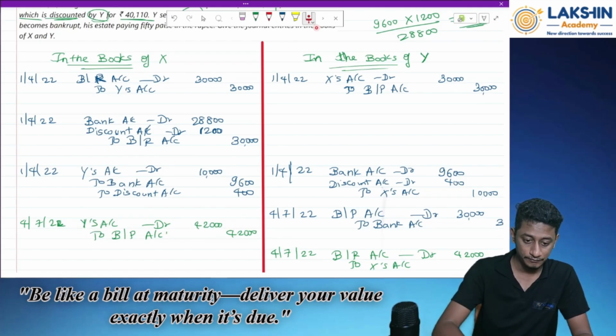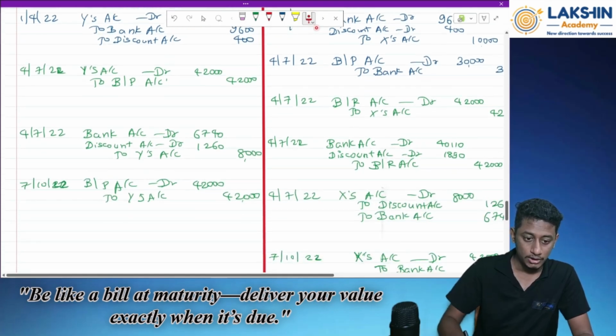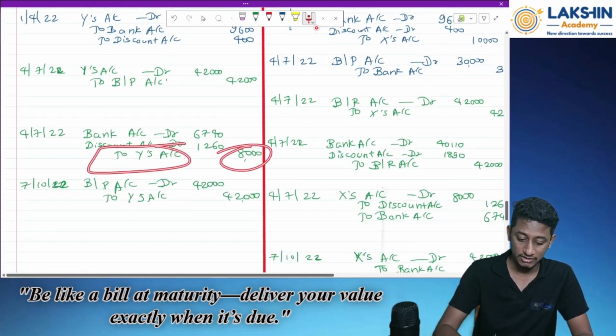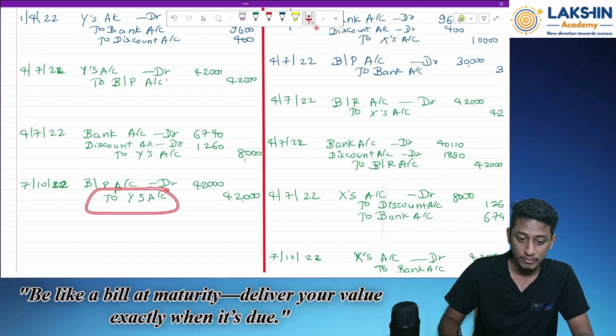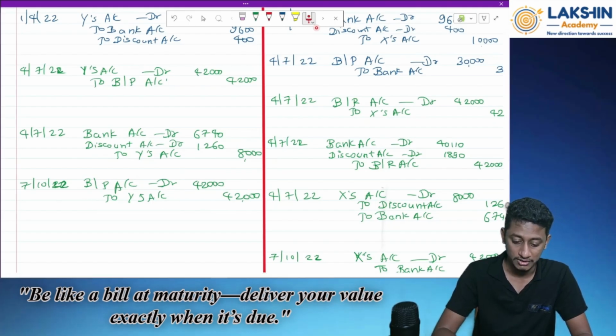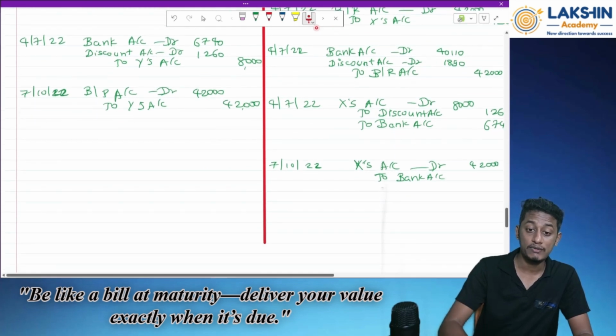Then Y's account has been credited over here for 8,000 rupees. So less 8,000 rupees. Then Y's account has been credited over here for rupees 42,000. So less 42,000 rupees. So I have got my answer in negative 28,000. Answer is negative 28,000 rupees.